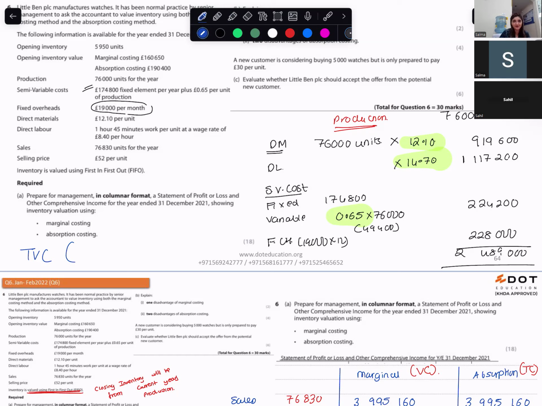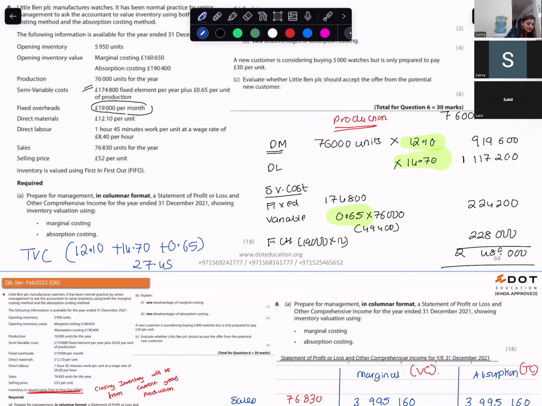Can you give me the variable cost? It's direct material, direct labor, semi-variable cost. These are the three variable costs that are there on your screen. So it is 12.10 plus 14.70 plus 0.65. What is the total of this? 27.45. Are you sure? Yes. I'll recalculate it as well.